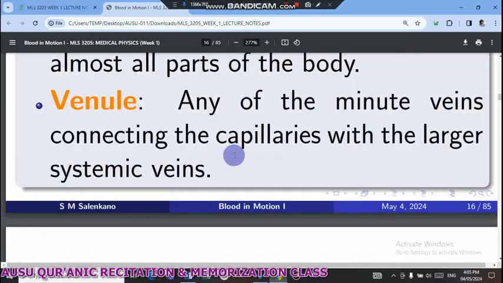Now let's go back. Okay, venule is the branch of the vein, any of the minute veins connecting the capillaries with the larger systemic veins.